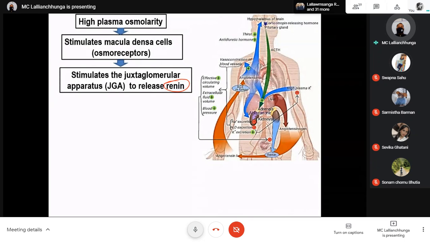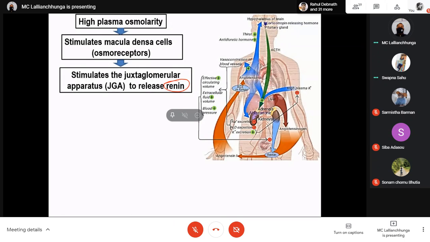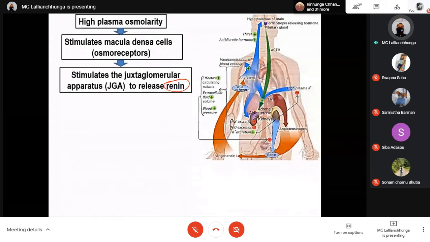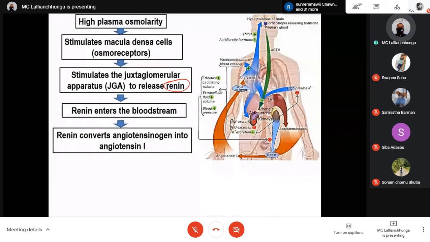What is the function of renin? I mean the immediate effect. There are so many steps to increase the blood pressure. What is the immediate effect of renin? It will convert angiotensinogen to angiotensin 1. Yes, very good. Renin enters the bloodstream and converts angiotensinogen into angiotensin 1.